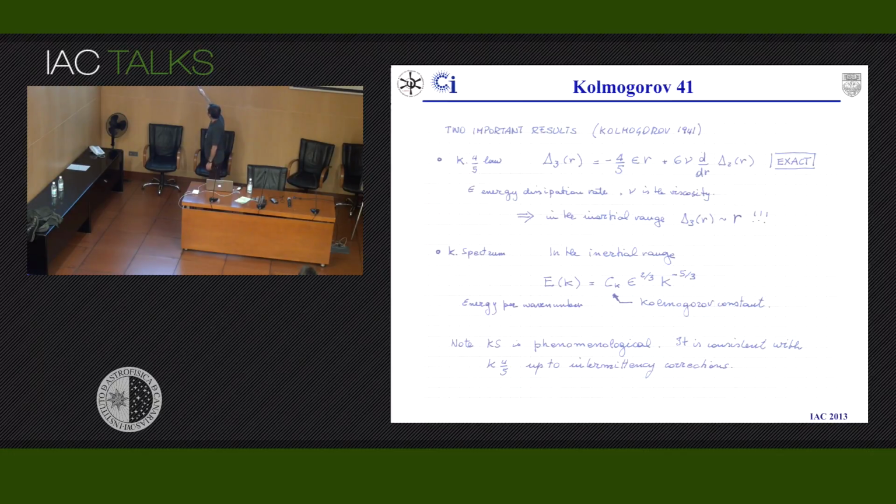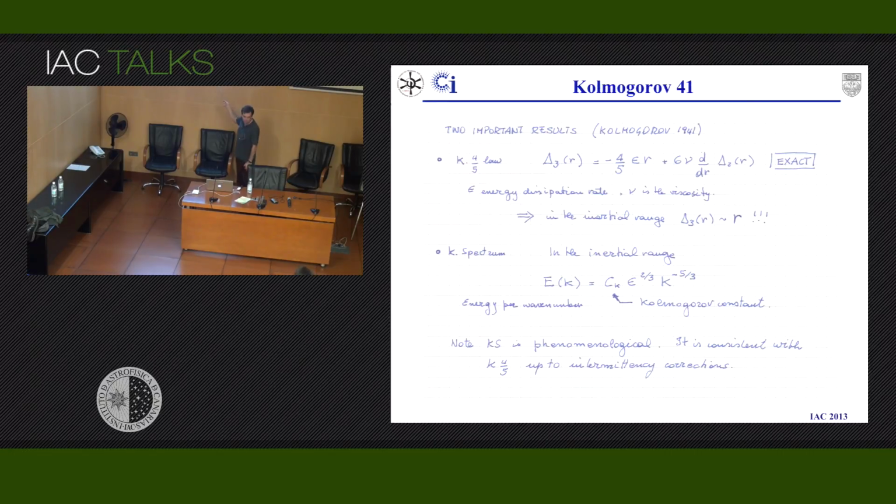This is the Kolmogorov spectrum. In the inertial range, the energy spectrum goes like some constant, the Kolmogorov constant, times epsilon to the 2/3. Epsilon is the energy dissipation rate. Times wave number to the minus 5/3. Okay? So this, everybody knows it. They know it in kindergarten. That in the inertial range of homogeneous isotropic turbulence, the energy is like k to the minus 5/3.